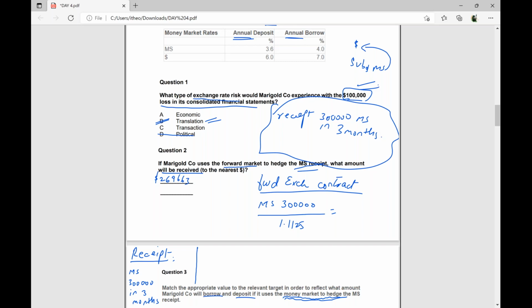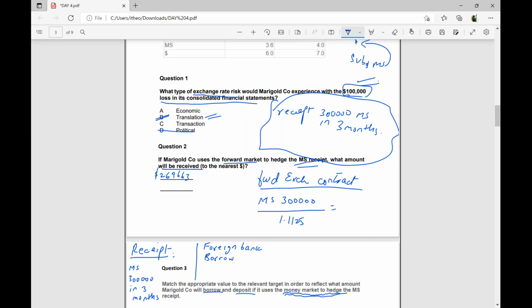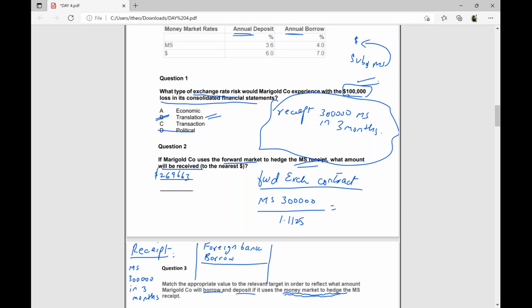Money market hedging under receipt states that whenever you are receiving something, first go to the foreign bank and borrow. Whatever you are receiving, don't borrow that. You're receiving 300,000 shillings, right? Don't borrow that. Borrow some less amount, X, so that when interest is charged for 3 months, it becomes exactly equal to shillings 300,000.